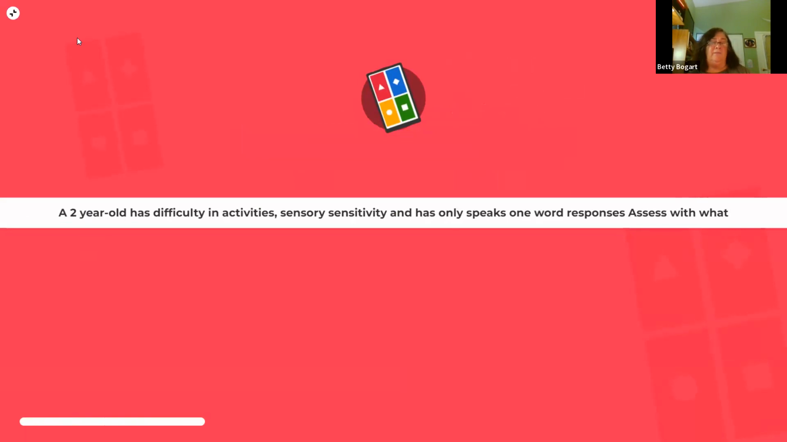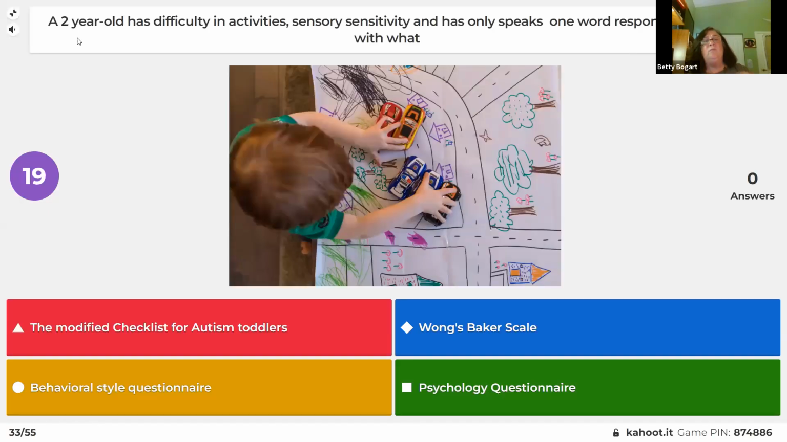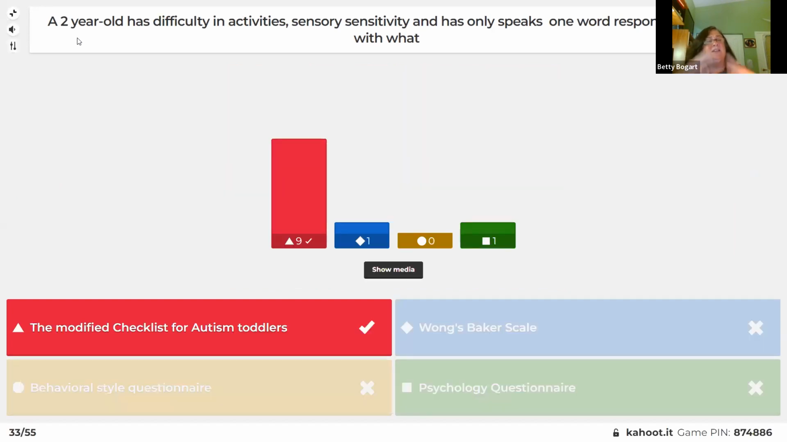A 2-year-old has difficulty in activity, sensory sensitivity, and has only spoke one-word responses. Assess with what sort of tool? Now, in your book, there are some things on assessing children, and there are children that are very difficult to assess. In this case, this is your autistic child. When you talk about a 2-year-old, they should be more than one-word phrases. And they don't like scents. They don't like lights. They don't like noise. They don't want you to touch them.